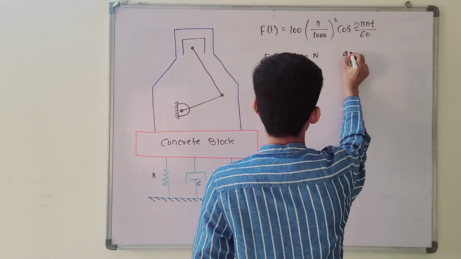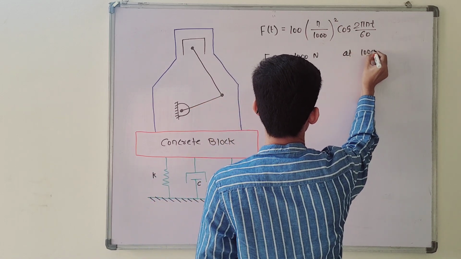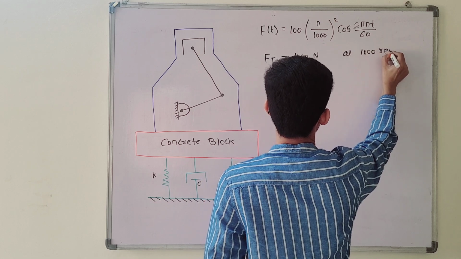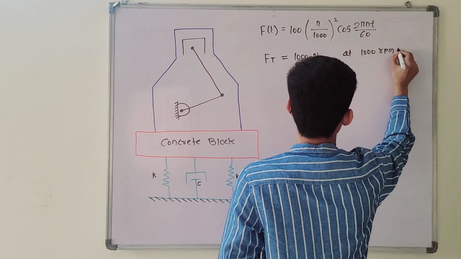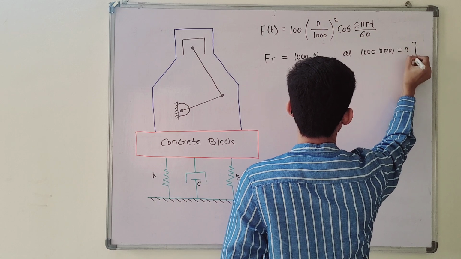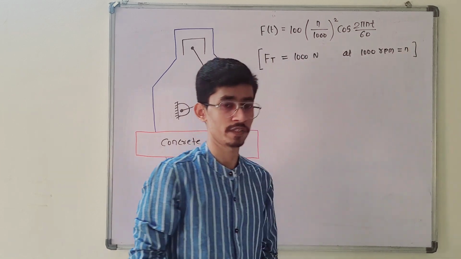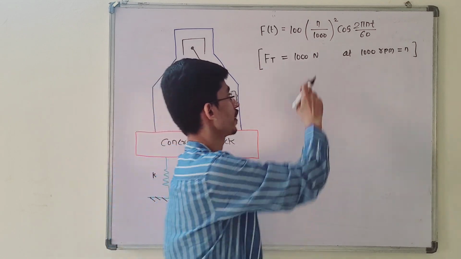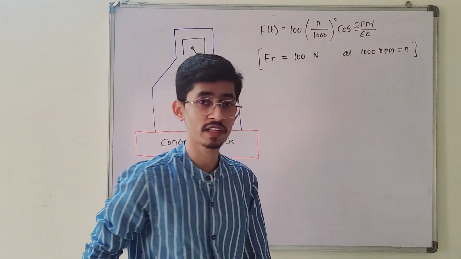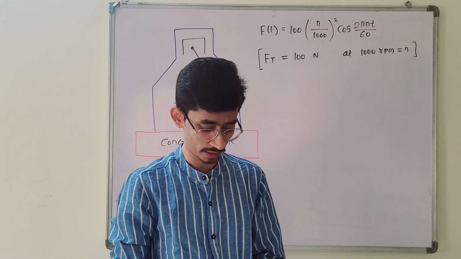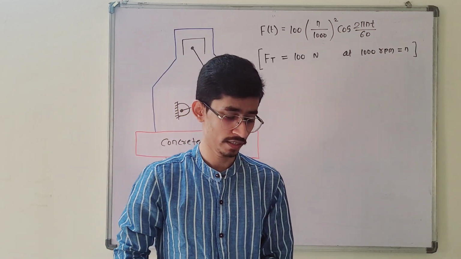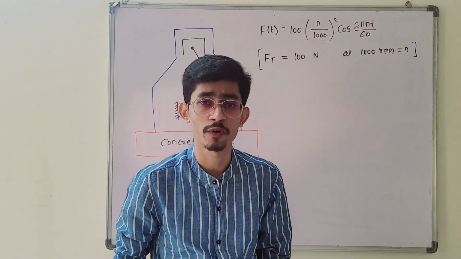This is at 1000 rpm, or we can say n is equal to 1000. So this data is provided. Ft is 100 Newton, sorry, 100 Newton at 1000 rpm. This data is provided. So we'll move forward, and what do we need to find out here?